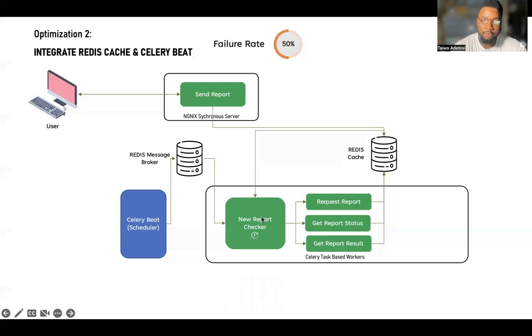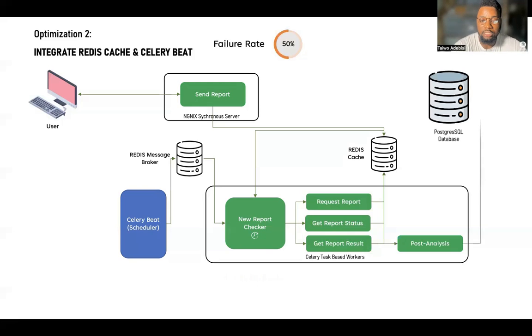We have a nuance in our new report checker that determines when one function should run and where. At the end of the report results, we do a post analysis, like cleaning, data curation or some data analysis, before we store data in the database. Now, because we've gotten rid of the last two problems, our failure rate went down to 35%.